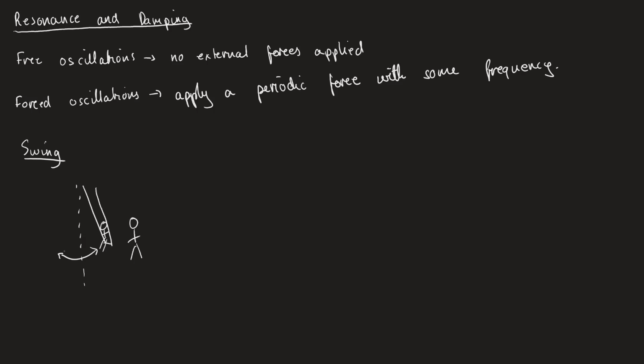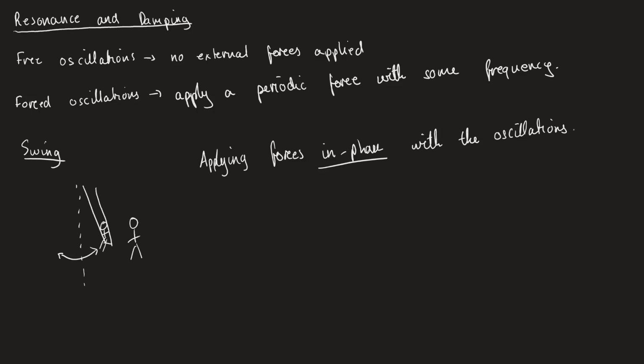And now if you want to apply a periodic force, applying forces in phase with the oscillations, what does that mean? Well, it means that you're applying it at the same frequency that this thing would naturally oscillate. If you were to just let this swing go and stop pushing, it would naturally oscillate back and forth with some frequency.